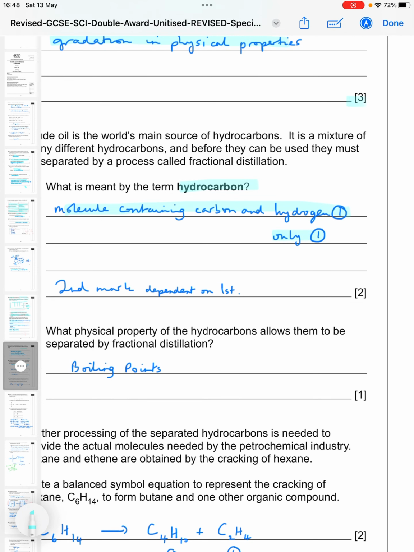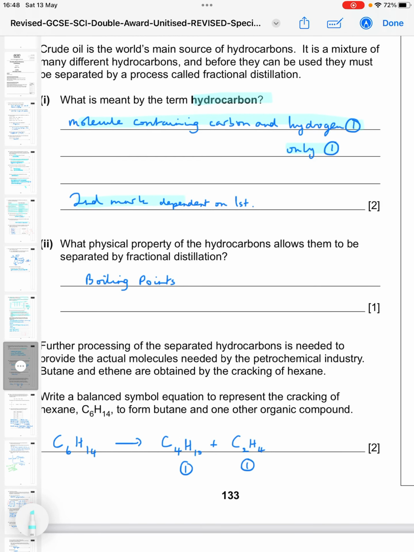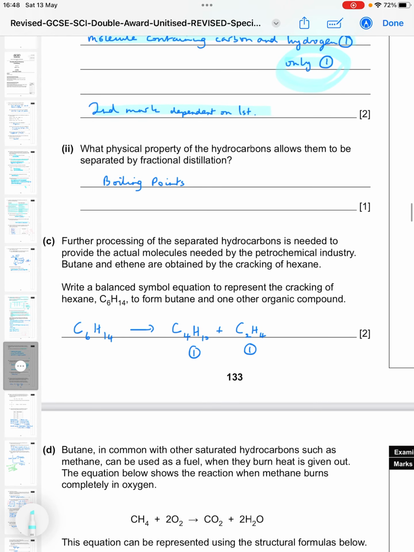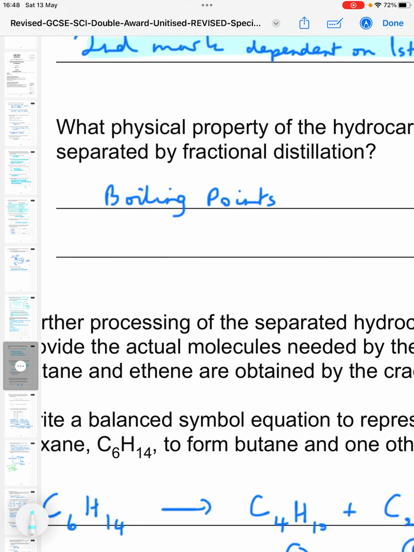So you need to say that it's a molecule containing carbon and hydrogen, and that gets you 1 mark, and then only is your second mark. And the second mark is dependent on the first in that case. So what that means when you're looking at a mark scheme, if you see that, is you can only get the second mark here if you give the correct answer for the first part.